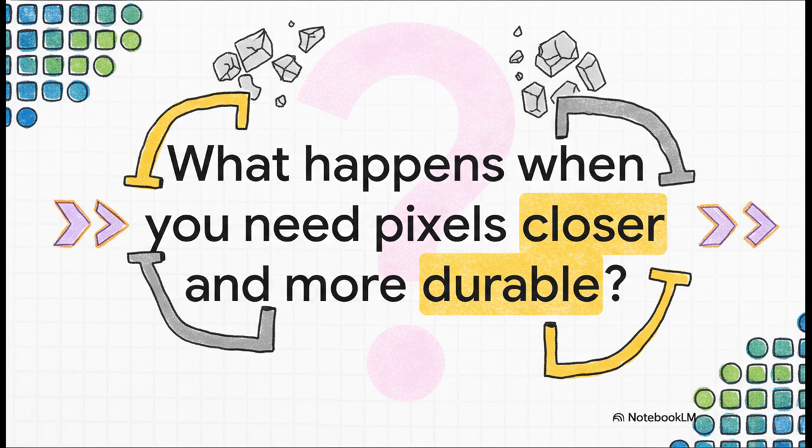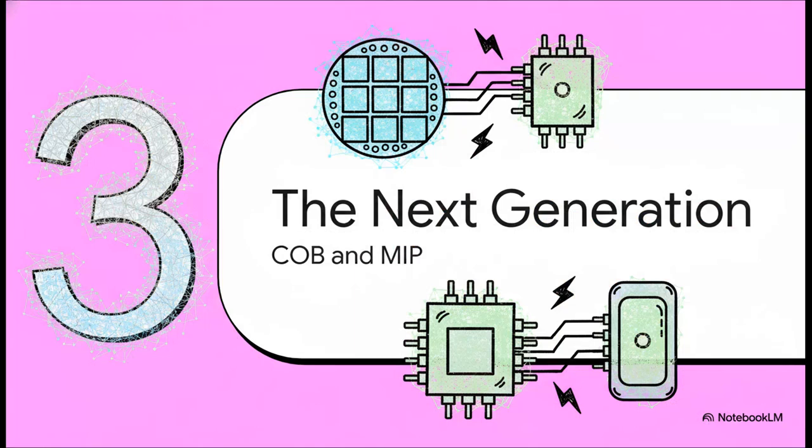But technology never just sits still. So what happens when you need screens with pixels so close together that they're basically invisible, or screens that need to be tough enough to get bumped or even touched? Well, that's where the physical design of SMDs starts to show its weaknesses. And that question leads us directly to the next generation of packaging, which was really driven by this need for higher resolution and way more durability.